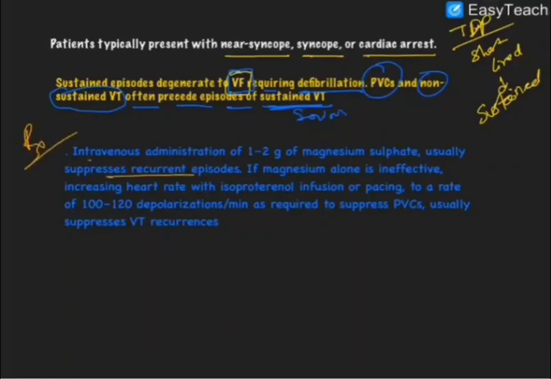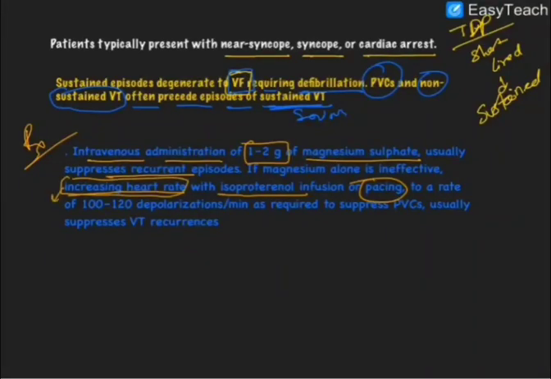So what's the treatment? If there are recurrent episodes, then IV administration of 1 to 2 grams of magnesium sulfate will usually suppress the recurrent episodes. If magnesium alone is ineffective, then we can try other methods like increasing the heart rate, either by isoproterenol infusion or by pacing.